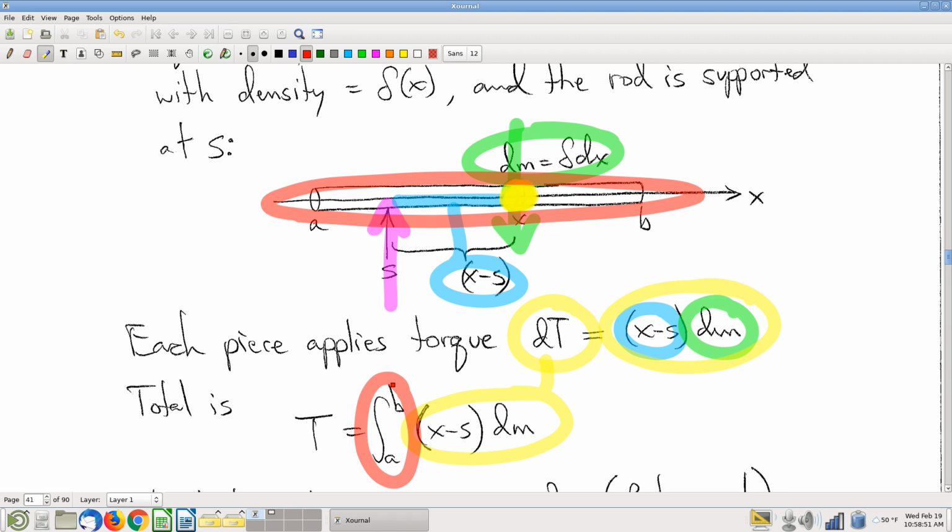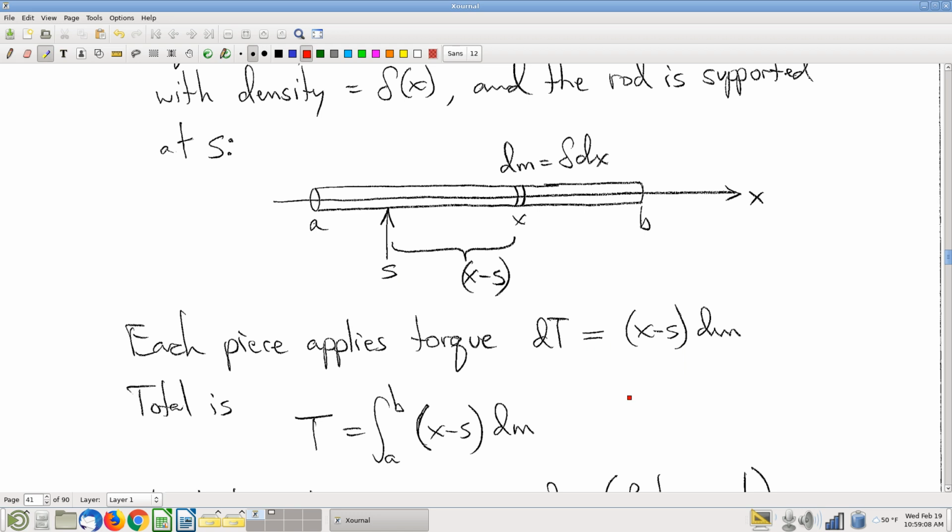Okay. So if you have a rod like that and a point of support and you want to compute the total torque, because some pieces are applying more torque, some pieces are applying torque the other way, right? A grand total, how much torque is there twisting the rod? There you go. There's your formula. Okay, a little bit of physics.